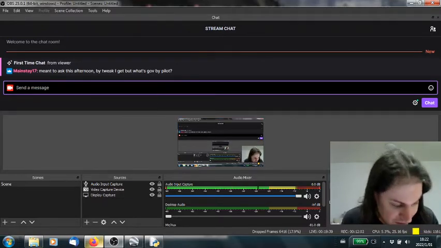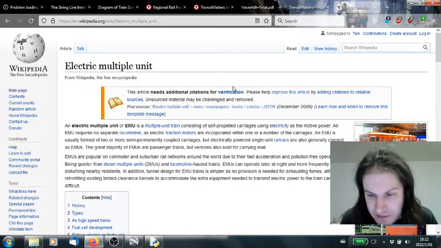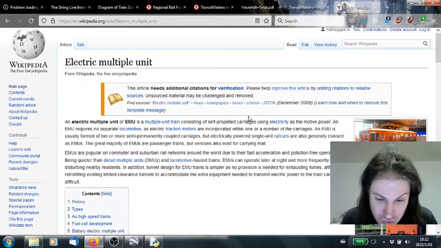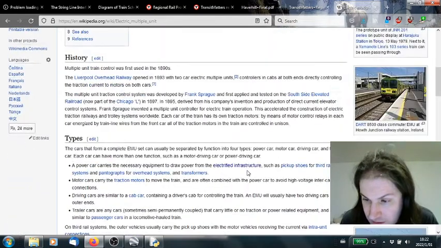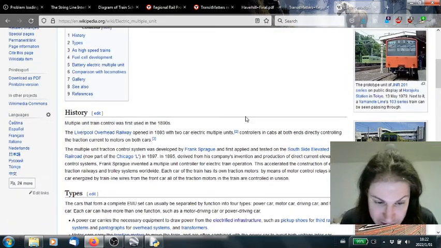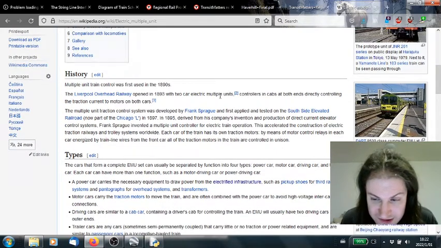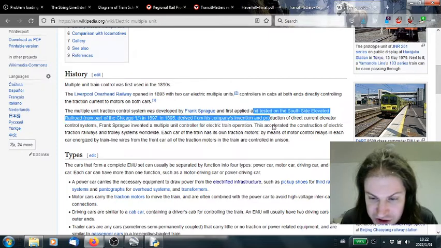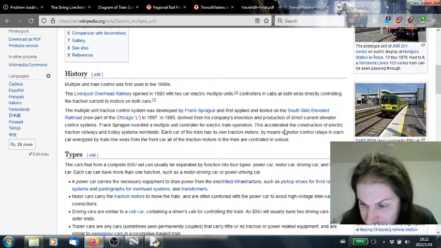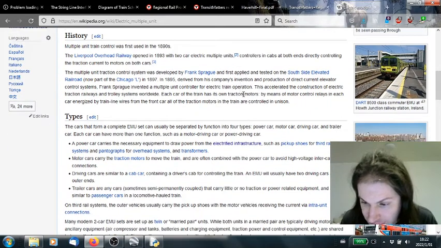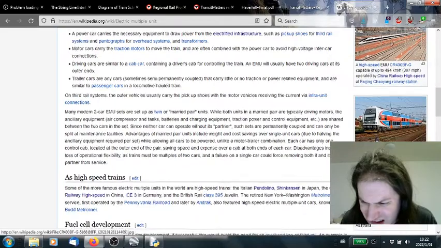But the multiple unit bit is actually important. Multiple unit control means that you don't have a separate locomotive. This is actually an American invention, because this has controllers in both ends, so that doesn't count. This is actually an invention from the Chicago L. So what this means is that there aren't actually good picks. I mean, I guess these.